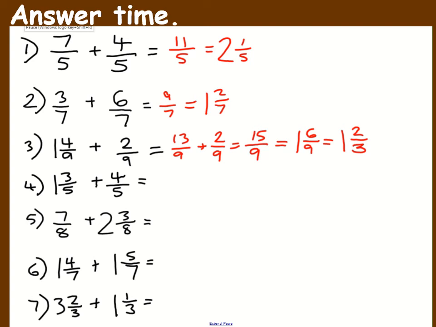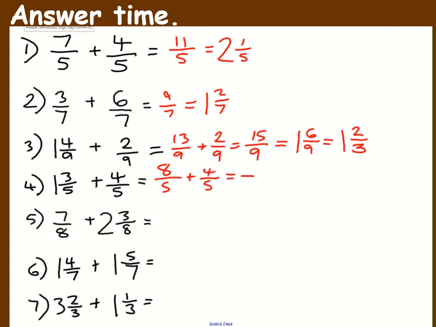So we do the same again here. We've got 1 and 3/5, so let's convert it all to fifths. There we go. Right, 1 whole is 5, plus 3 is 8. So now we've got an improper fraction. And we've still got 4/5 on this side.